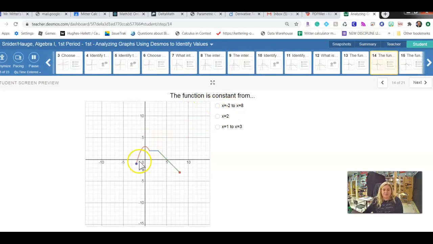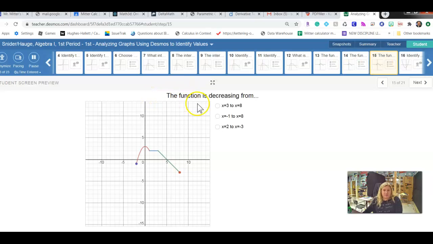Now let's look at these. Negative 2 to 8, that's right here. Negative 1, negative 2, all the way to 8. That's showing me the range of the entire function, so that's not right. X equals negative 2 is right here, right? So that's constant right there. But that's not showing me a range. So it's going to be this one, right? From 1 to 3. That interval in there is constant.